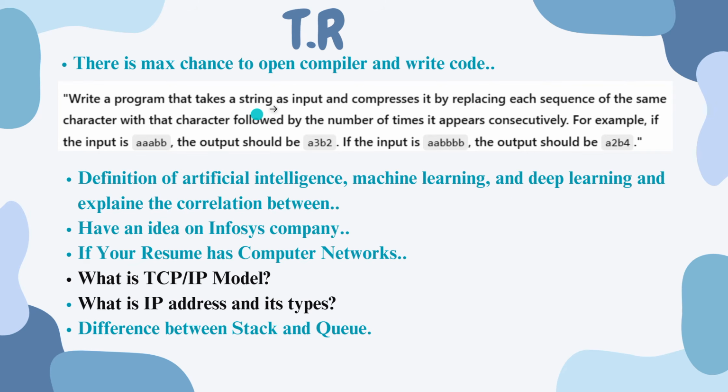Write a program that takes a string as the input and compresses it by replacing each sequence of the same character with that character followed by the number of times it appears consecutively. For example, input AAAB, so A repeated 3 times and B once, and input AABBBB, A repeated twice and B 4 times.